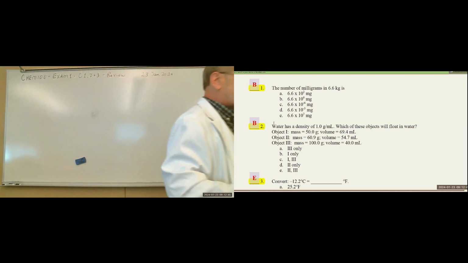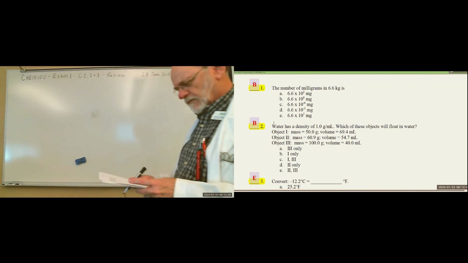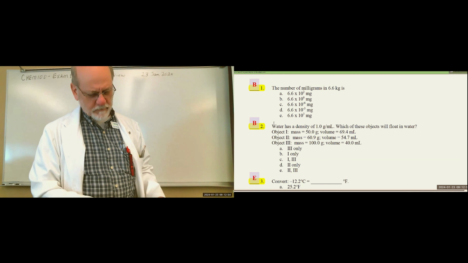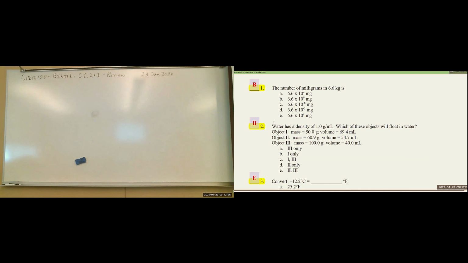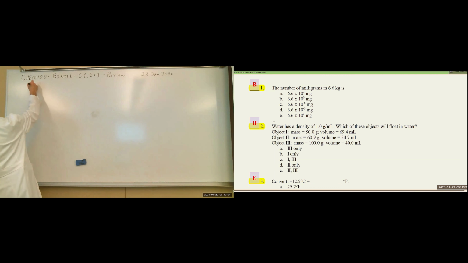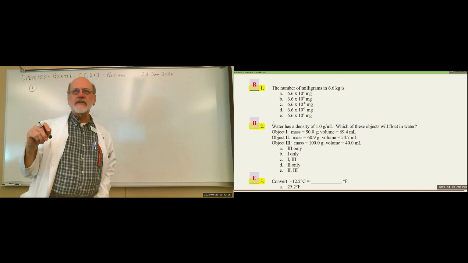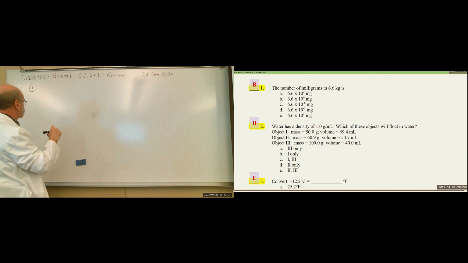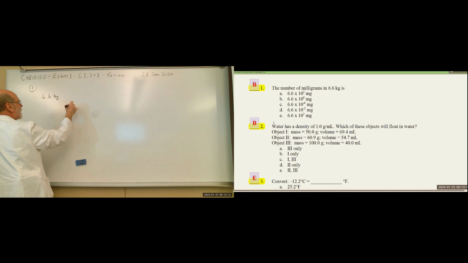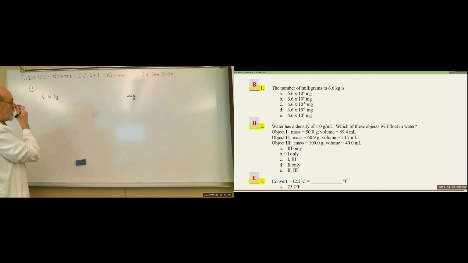So let me take a quick look to see how this is numbered. I think it's numbered sequentially. Yeah, front to back. All right, so I got number 1, which is the number of milligrams in 6.6 kilograms. This is our starting point. And we want to change the units to milligrams.